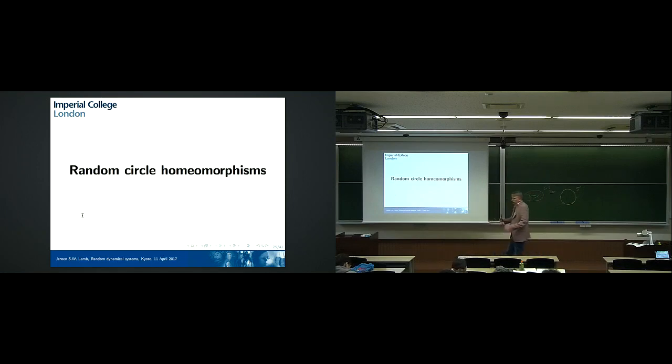So what did I do in the last hour? I basically went over the abstract random persistent framework, and then I introduced circle homeomorphisms, so there's nothing random in there yet. So now I'm going to look at random circle homeomorphisms of a special type. Just look at an example like yesterday.